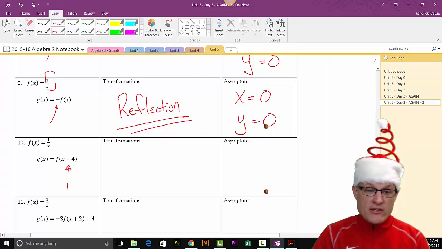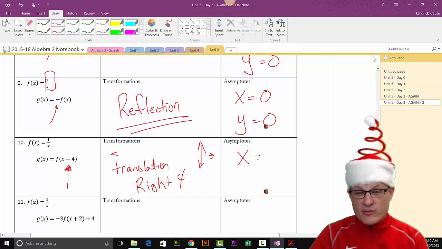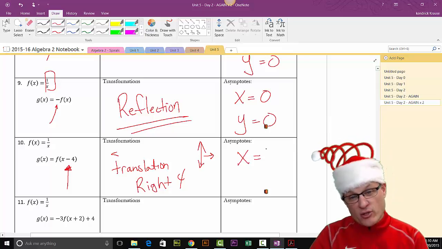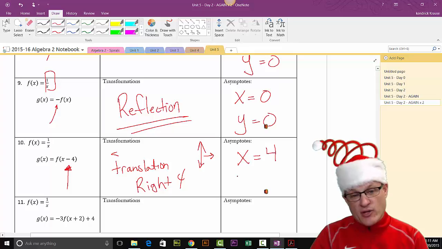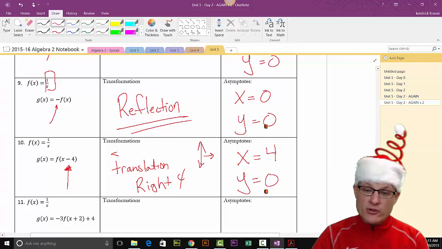Uh-oh, now we're adding on the inside of this. So this is a translation, that's the transformation, it's called a translation right 4, which means my vertical asymptote is going to change. It's going to move right 4. So my vertical asymptote, instead of being x equals 0, is going to move 4 to the right, so x equals 4. But since I didn't add or subtract on the outside, I'm not going up or down. My translation up or down is still 0, or my horizontal asymptote is still 0.